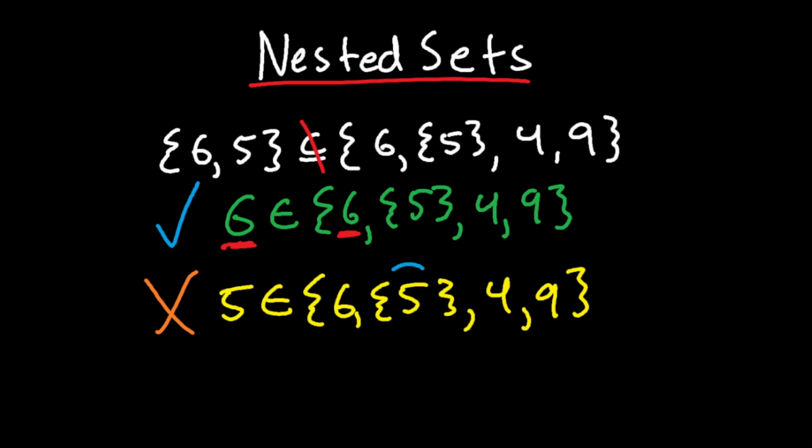5 is a number. Set {5} is a set. They can't be equal, right? A number can't be equal to a set. So 5 is not an element of {6, {5}, 4, 9}. Okay? So the number 5 cannot be equal to the set. Therefore, since this number 5 does not exist in this set, {6, 5} is not a subset of this guy. Okay? So remember, these withins and subsets are different.